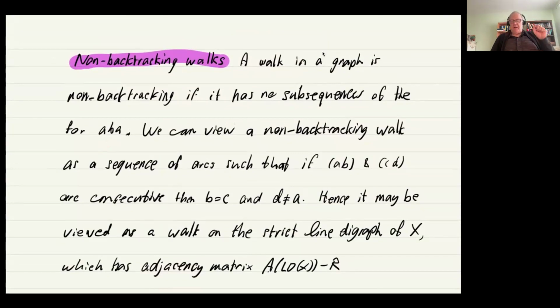And so you can view a non-backtracking walk as a sequence of arcs. What's happening is, you've got a random walk on a graph, but you not only have to know where you are, you have to remember where you just came from. So your state consists of 2 vertices, that is, an arc. In some sense, the state at each stage is an arc, not just a vertex. A non-backtracking walk is a sequence of arcs such that AB and CD are consecutive, B is equal to C, and D is not equal to A. Hence, a non-backtracking walk can be viewed as a walk on the strict line digraph.